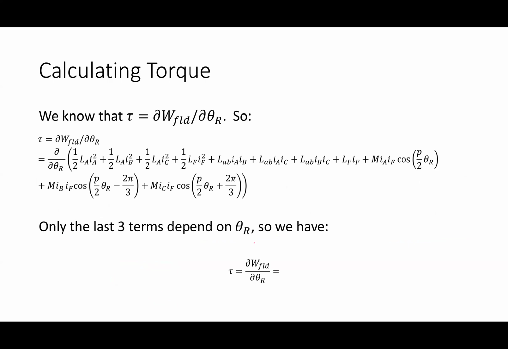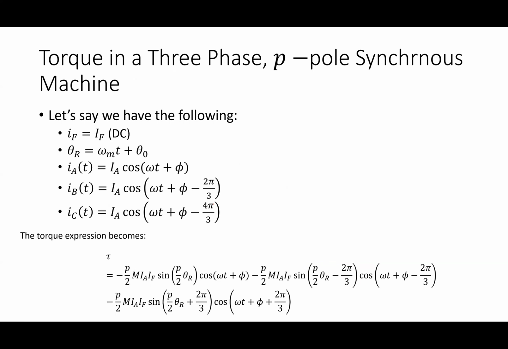Taking that derivative carefully ends up being negative P over 2 times M times IA, IF times, not cosine, but the derivative of this would be a sine of P over 2 theta R. The derivatives of this one and this one are the exact same, except they're shifted by 120 degrees. So there would be two more terms, one from here and one from here. If I carry this all out, I end up getting a complicated expression.